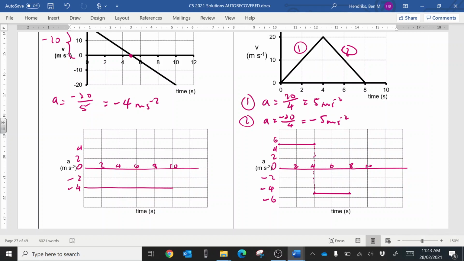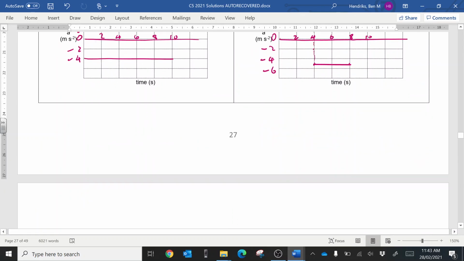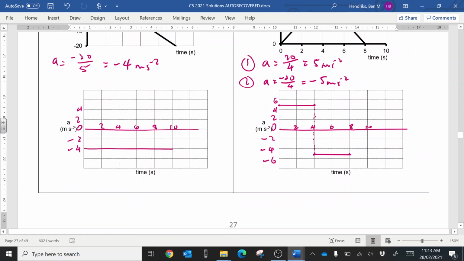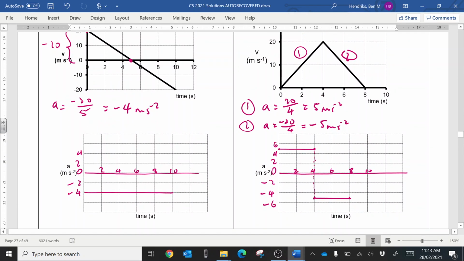Okay, so that's the first lot of acceleration versus time graphs. You just calculate the gradient and you just draw them in. It looks a bit strange, especially this graph. It's probably something you haven't really seen before, but it immediately changes from an acceleration of 5 meters per second squared in a positive direction to 5 meters per second squared in a negative direction, and that's why we get this instantaneous change in the graph like that.